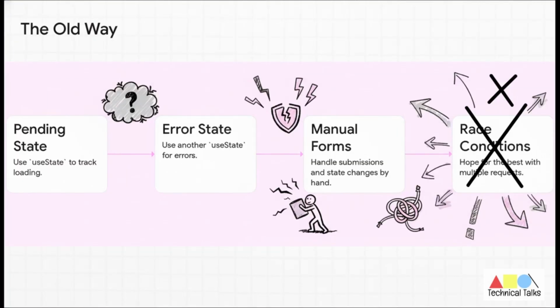Let's look at the old way. Before this, even something as simple as submitting a form meant the developer had to manually juggle a bunch of different states. He'd have one piece of state for the loading status, another for errors, a third for the actual data. It was a tangled mess of code that was super complex and just begging for bugs.